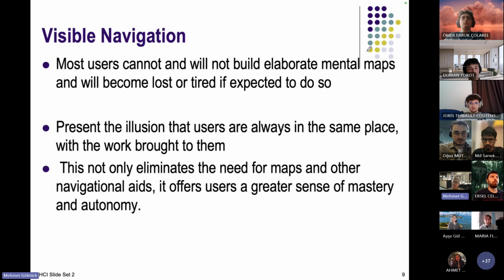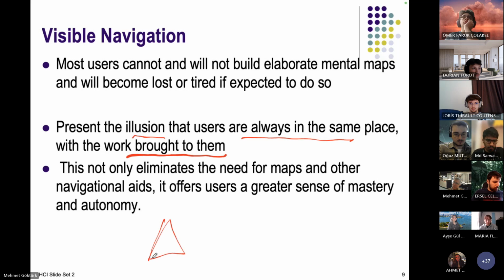So how do we do it? We do it by presenting the illusion that users are always in the same place and the work is brought to them. What is that? Remember the Egyptian kings? They were very rich and they were kings. So all the things are brought to them. They don't go out. Everything is brought. So they feel superior.